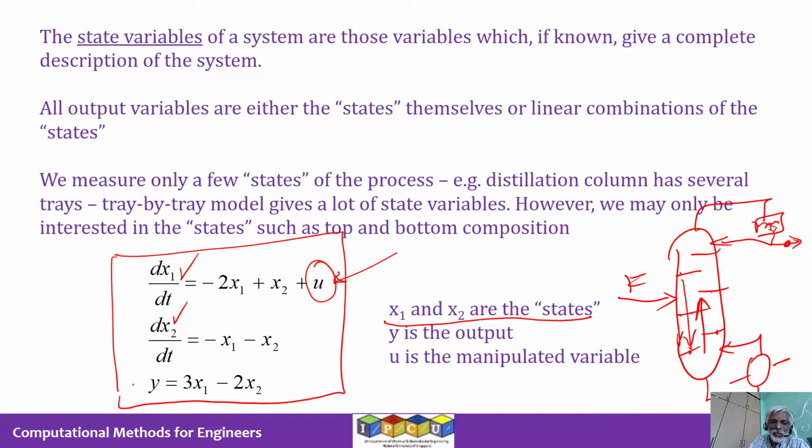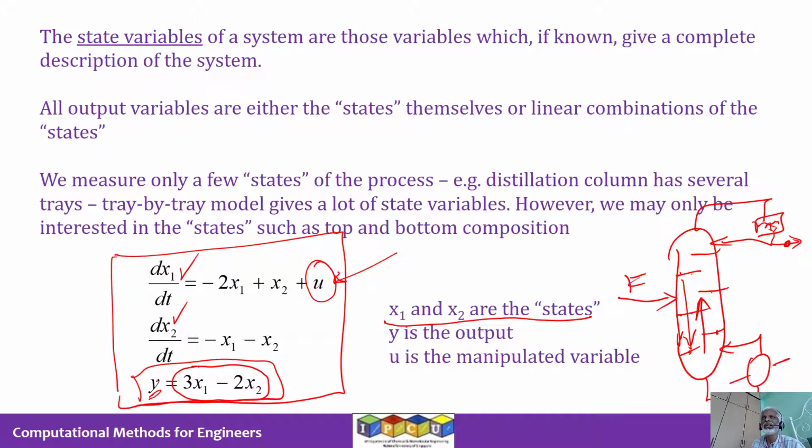And in this example, Y is called the output variable because it is a combination of the states. So whenever I need an output, I have to have a sensor of some kind that will measure the value of that state. And once you put a sensor and you measure the state, that variable becomes an output variable as well. Here, they have a sensor that measures 3x1 minus 2x2. So it's a linear combination of the states that the sensor is measuring.